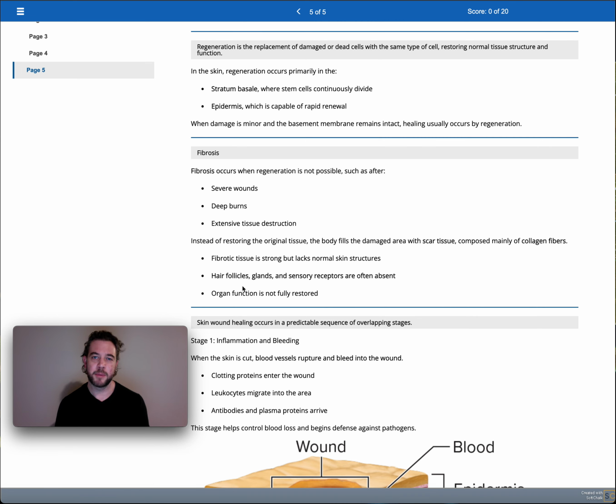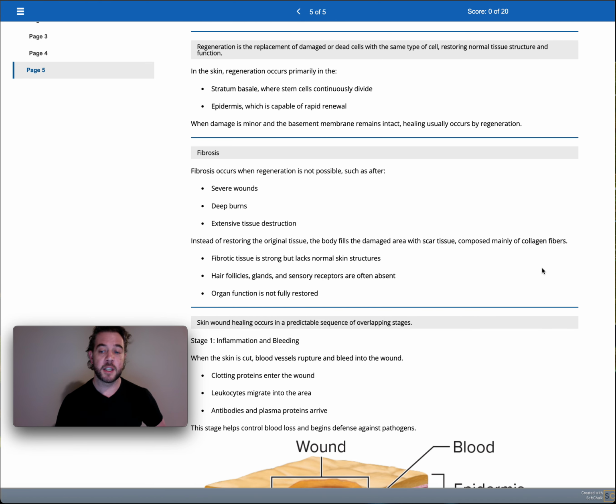So it might be a patch of skin where there should be hair and it's just bald. Or maybe there's hair, but it's numb, right? It's that one spot where if I poke that, I don't feel anything right there. And that's just because those sensory receptors were damaged to the point of not being able to be repaired. And so that can happen.